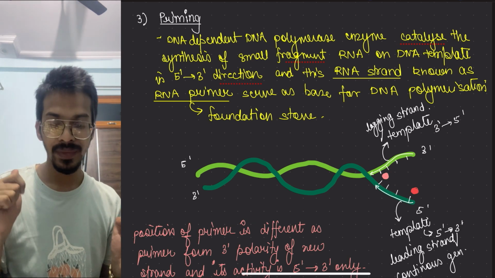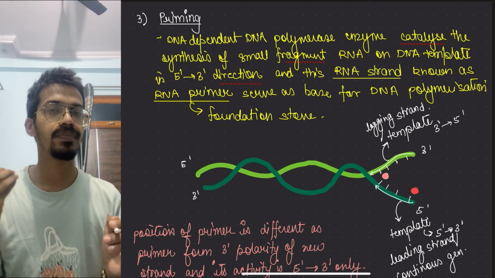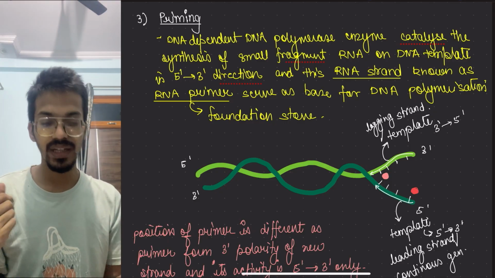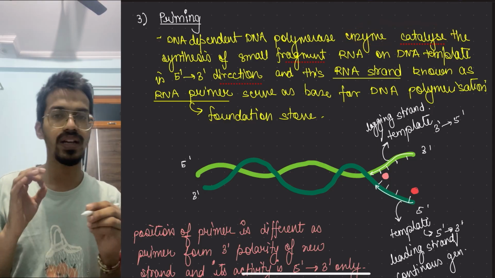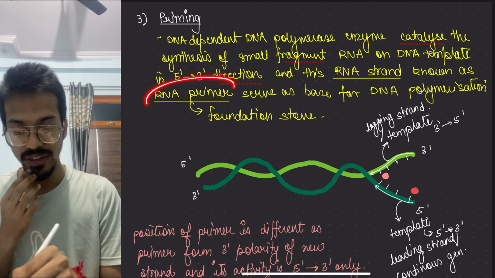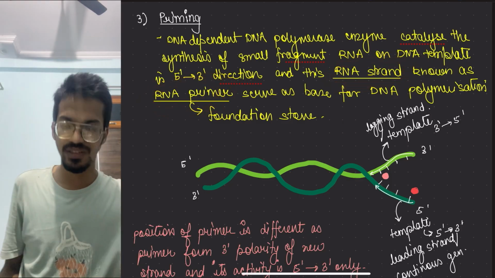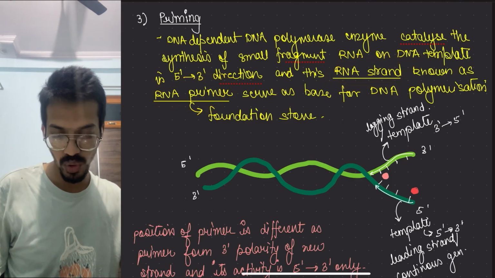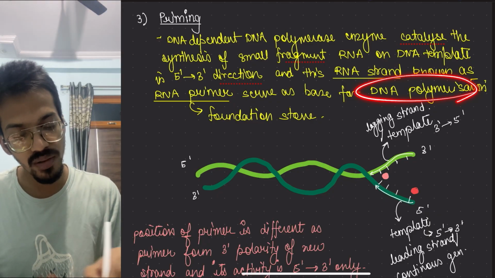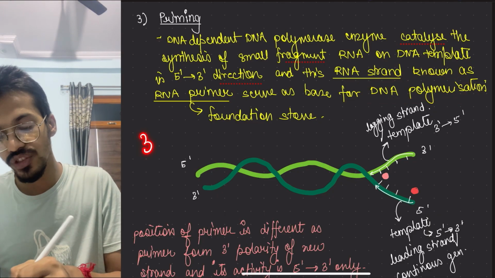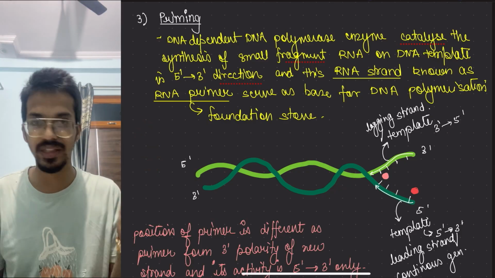So what happened here in the priming? The DNA dependent DNA polymerase will make a primer. How will it make it? It will synthesize a catalyst. What will the catalyst do? That is the RNA primer. It is a type of RNA strand which works in the 5' to 3' direction, and it serves as a function of DNA polymerase. More to that, you have to remember that it attaches to the 3' end of the template strand.